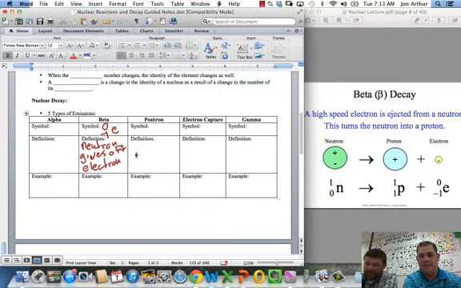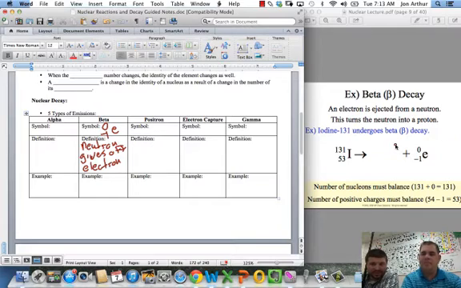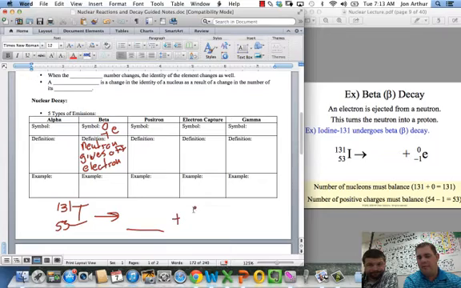Okay, so let's go to the example on the next page. Starting out with 131, 53 iodine, and on the right side you're going to have something we'll find in a minute, and then you'll have your beta symbol, since it's a beta decay. Coach Forster, your top number is not going to change. It's going to be 131, because the 0 over there is not going to affect it.